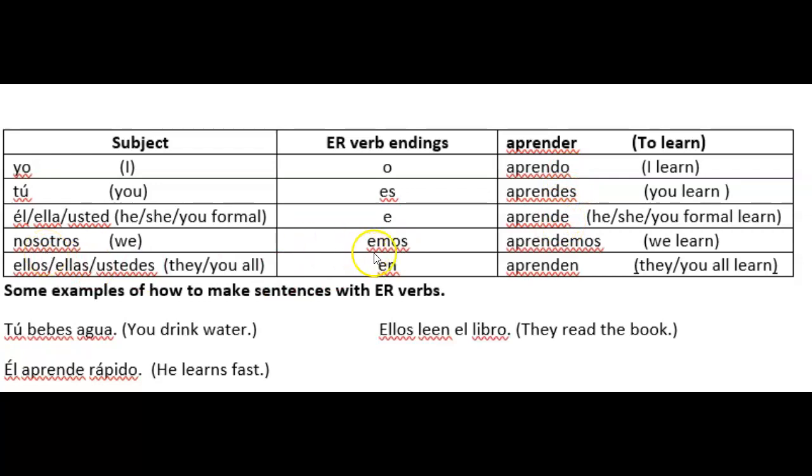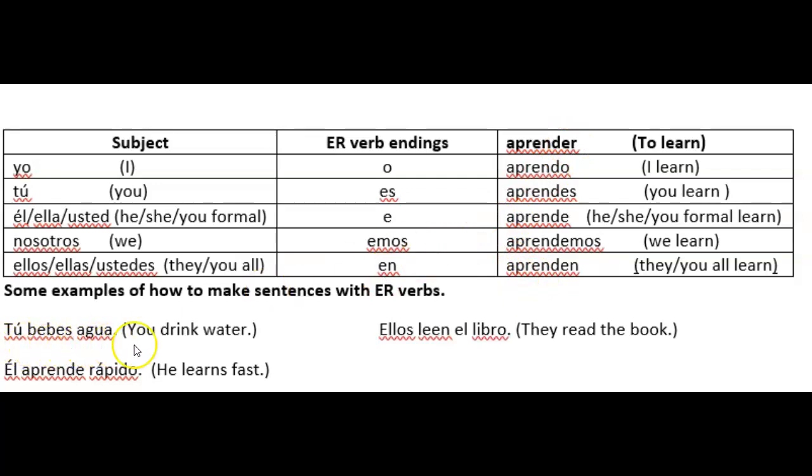Nosotros emos. Nosotros aprendemos. Ellos, ellas, ustedes changes to EN. So we've got aprenden. Some examples.